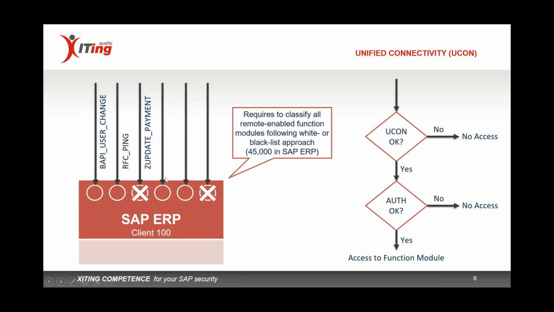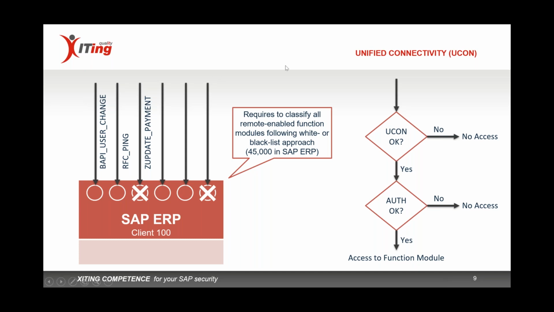Now, the difficulty here is there are 45,000 or so in an SAP ERP. So how do we know which one is required and which one is not? How do we know which one is difficult or poses a risk or not? So it's very, very difficult to really properly implement and design a UCON. It's possible, but it still requires a lot of investigation to see what needs to be done.